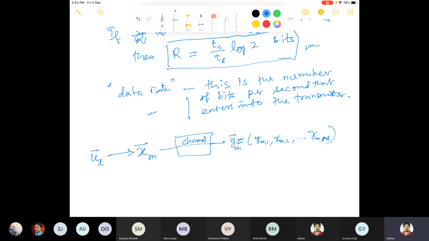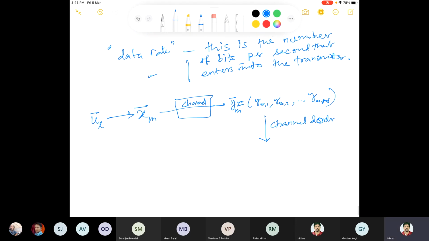So this is what you get, and then this will be converted. So there will be a channel decoder here, and here it will be some V, let's say, some VL bar. Okay, so then it will give you the message.